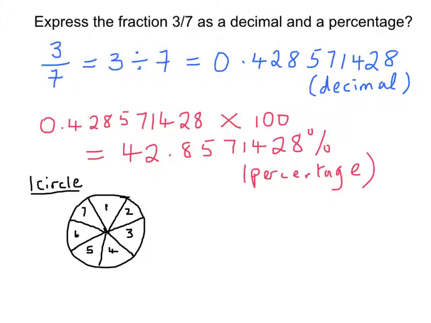I think it's useful just to visualize what 3 over 7 would look like in relation to the circle that I drew earlier. If I divide my circle into 7 equal parts, numbered 1, 2, 3, 4, 5, 6, 7, each of them has the same area, so each part represents 1 over 7. But I want 3 over 7, so the area that represents it is 3 of the 1 over 7 parts. So that area there in red is the same as the fraction 3 over 7.